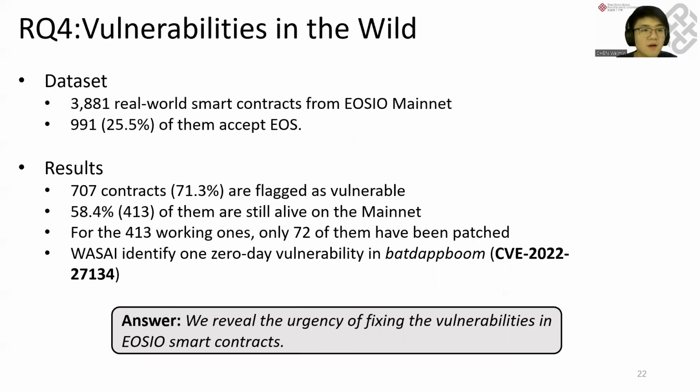In RQ4, we apply WASAI to real-world smart contracts. We collect almost 1,000 smart contracts that can accept EOS tokens, and we found over 70% of them are flagged as vulnerable. 413 of them are still alive on the mainnet, but only 72 of them have been patched. Note that WASAI identified one zero-day vulnerability, which has been assigned a CVE identifier. As a result, we reveal the urgency of fixing the vulnerabilities in EOS smart contracts.